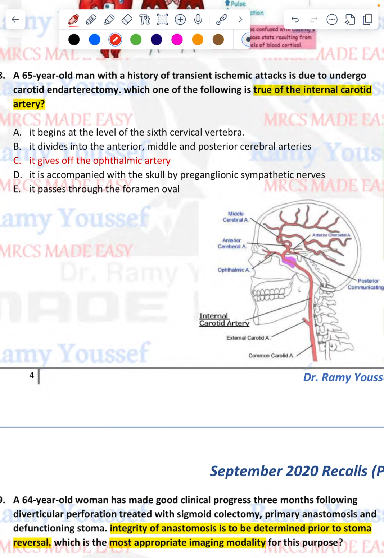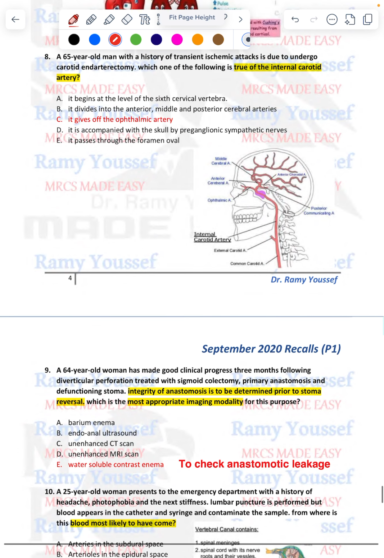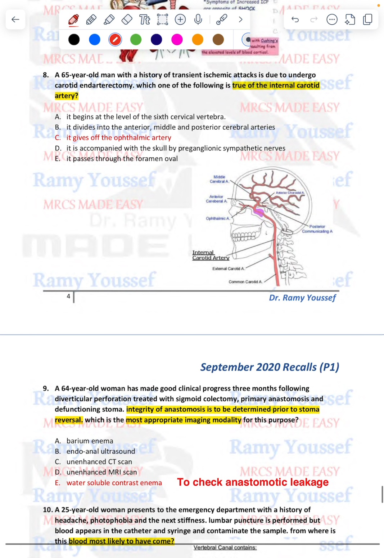A 64-year-old woman has made good clinical progress 3 months following diabetic perforation treated with sigmoid colectomy. Primary anastomosis, defunctioning stoma. Integrity of the anastomosis is to be determined prior to stoma reversal. Which imaging modality? Colectomy is done and you want to go for reversal. What will you do? Water soluble contrast to check the anastomotic leak. Defunctioning stoma, anastomosis done, integrity, whether leakage is there or not, is what they are checking.